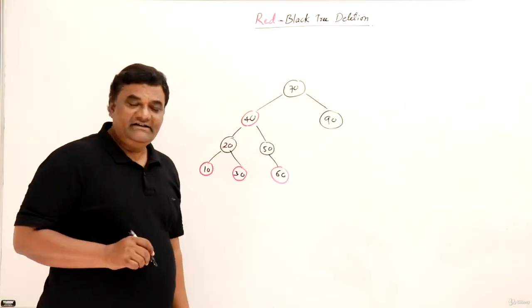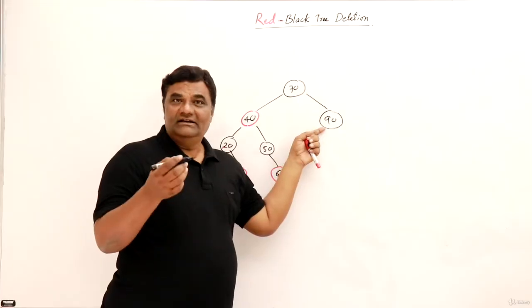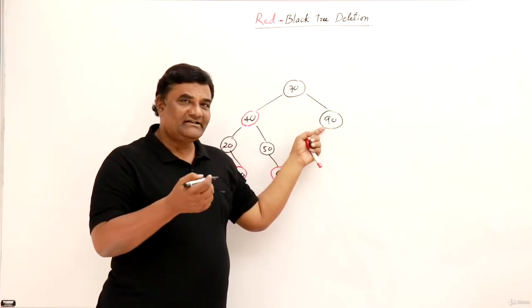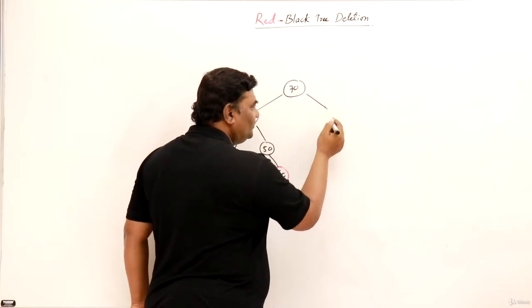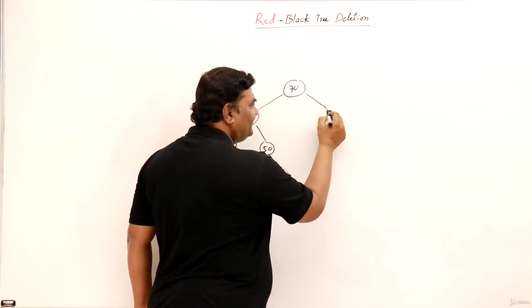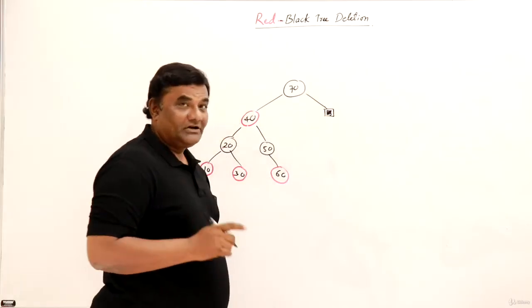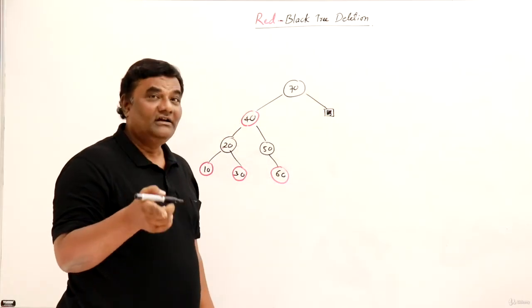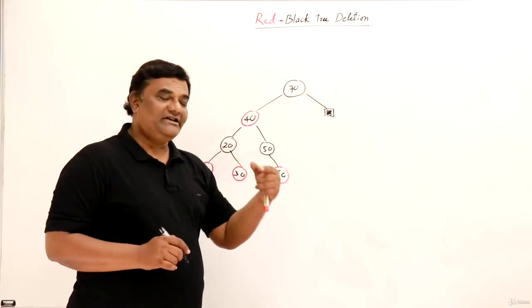Now let us delete 90. Search for 90. 90 is here. And if we delete 90, there is nobody to take its place because it's a leaf node. So directly delete this one. So no node will take its place. So null will come here as it was a leaf node and it becomes double black because we have deleted a black node. Now, if a black node is deleted, then you have to check the sibling.